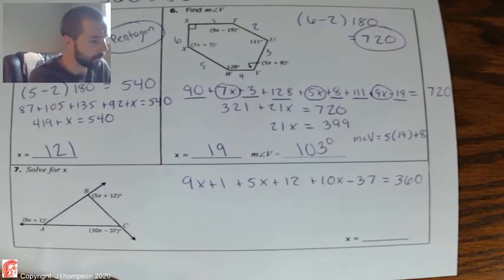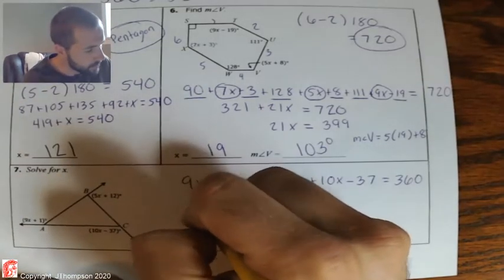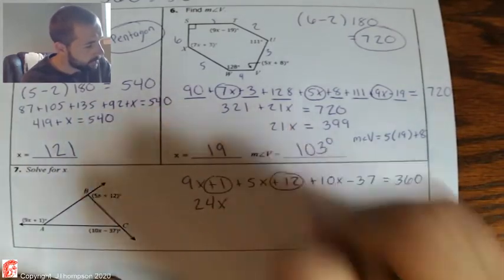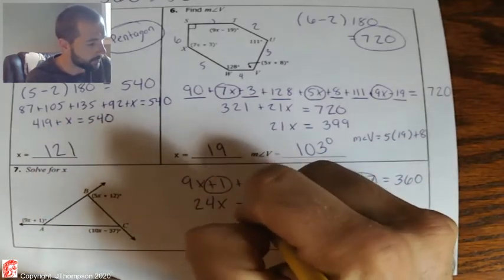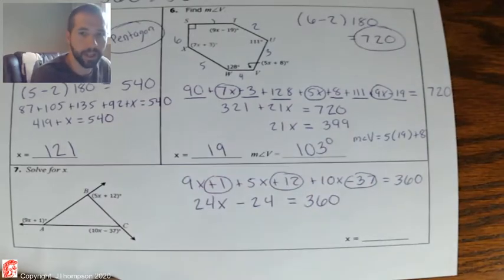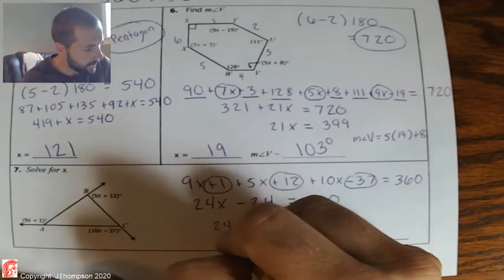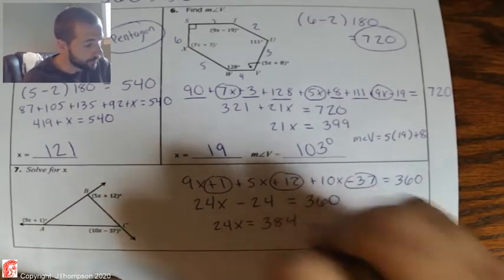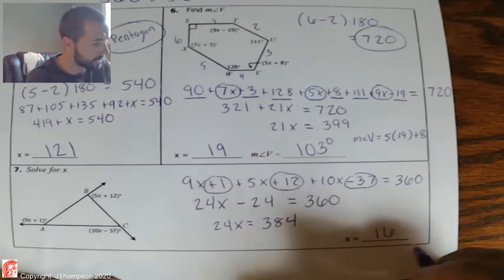Okay, you're going to combine your like terms. So all the x's, 9x, 5x, and 10x, that becomes 24x. And then positive 1 plus 12 minus 37, that comes out to be negative 24. So all of that equals 360. And then to solve the two-step equation, add 24 to both sides. So when you add 24 to both sides, you end up getting 24x equals 384. And then divide both sides by 24, and your final answer is that x is 16.